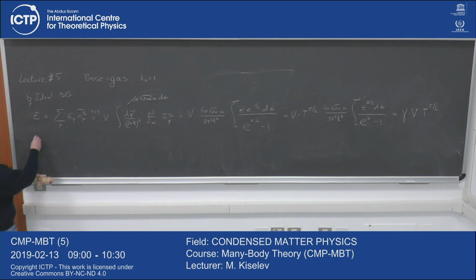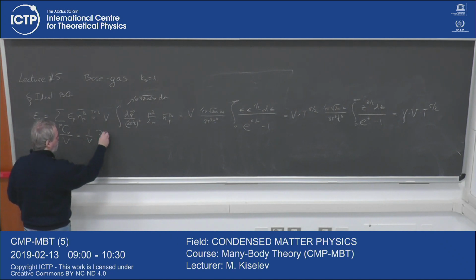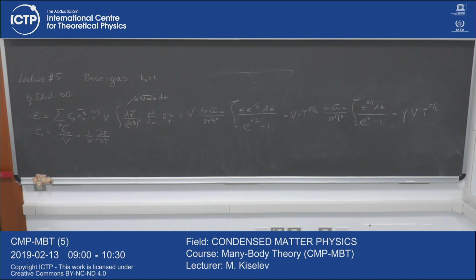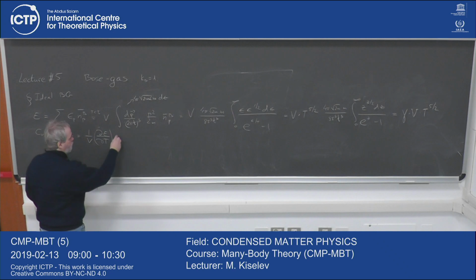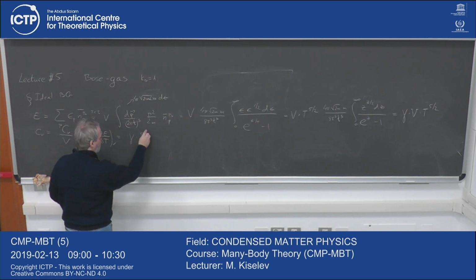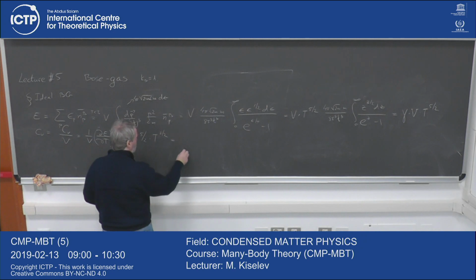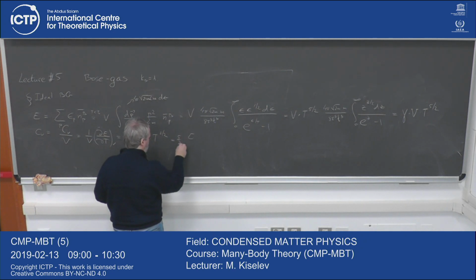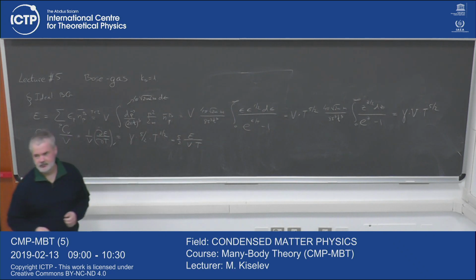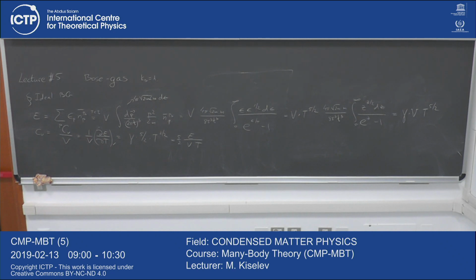So then c_V, which is the specific heat per unit volume. I will use the capital C for the extensive quantity and the small c for the quantity per unit volume. So this is 1 over volume times d energy over d temperature at constant volume. So this is gamma times 5/2 times temperature to the power 3/2. So this is energy, this is 5/2, energy per unit volume divided by temperature. Okay?